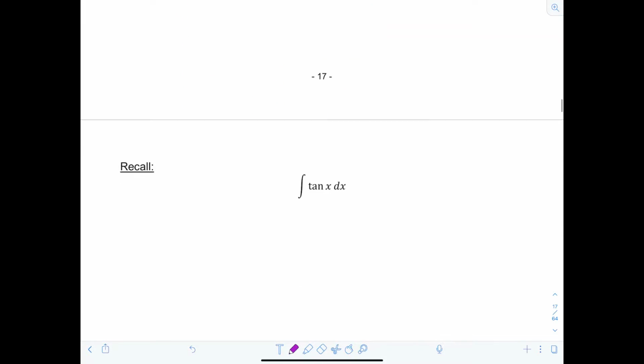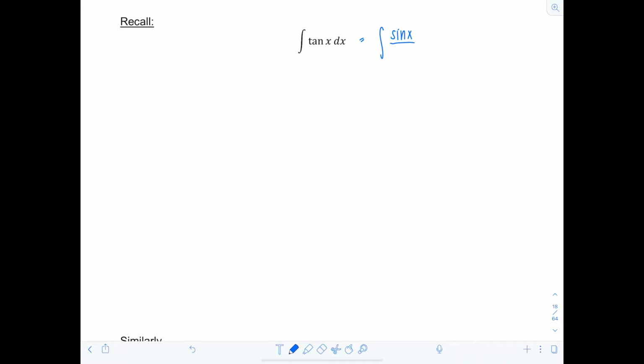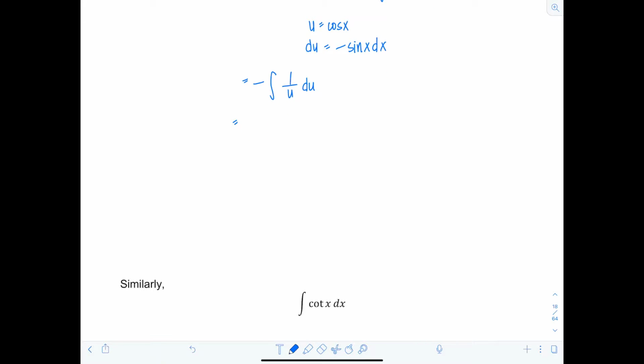Okay, now let's look at a few other trig cases. You should already be familiar with the antiderivative of tangent x dx, but we'll just do a little refresher, show you where we come up with it. So remember, we rewrite tangent of x as sine of x over cosine x dx. And then the idea is for this to all get absorbed as du. So u is going to be cosine x, du is negative sine x dx. And then when we make our u substitution, now we have negative integral 1 over u du, right? Okay, and then antiderivative of 1 over u is natural log absolute value of u. So I have negative natural log absolute value. Remember, u was cosine of x plus c.